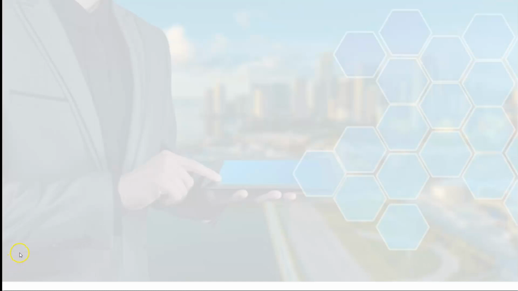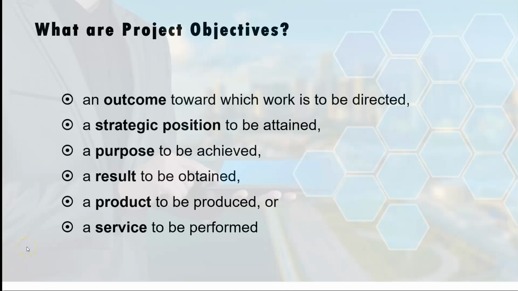So we talked about requirements, but what about project objectives? It can be an outcome towards which work is to be directed, like the restructuring of an organization. It could be a strategic position. It could be a purpose to be achieved. It could be a result to be obtained. It could be a product to be produced or a service to be performed. The project objective is exactly what the project has to achieve.